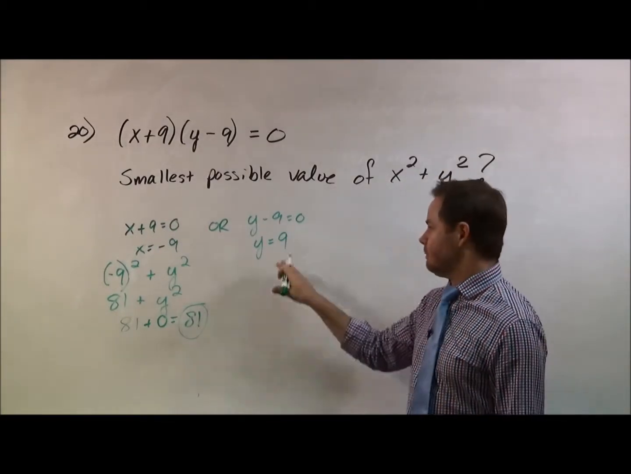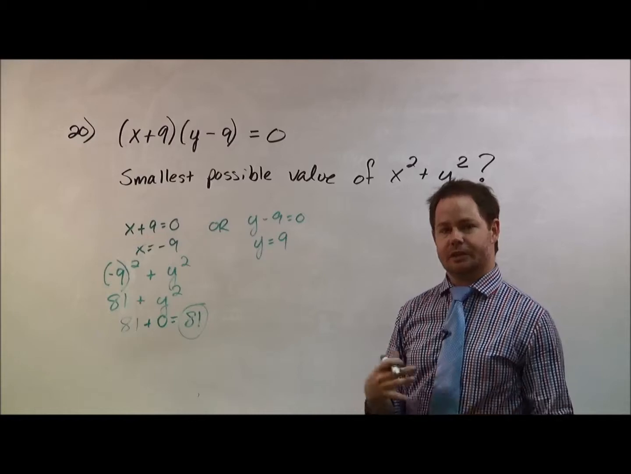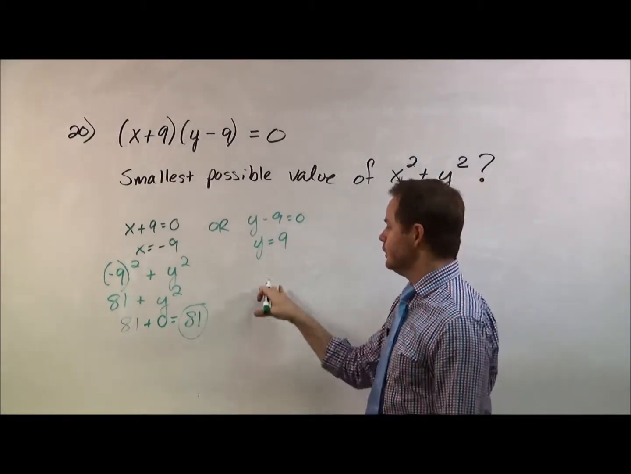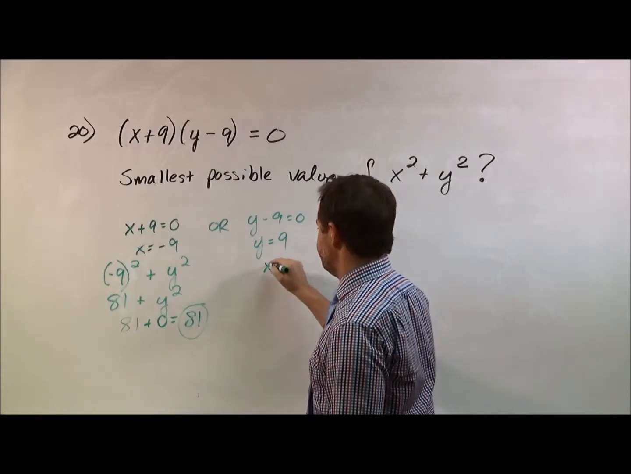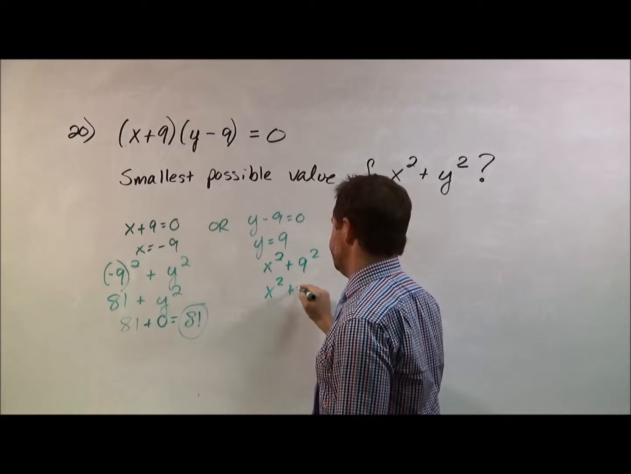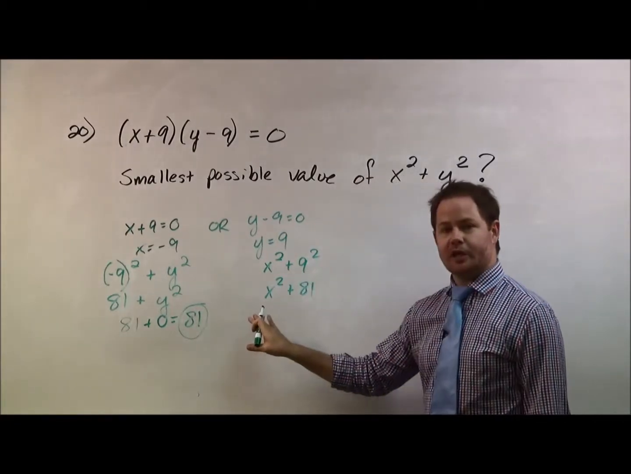Let's see how it works when we plug in y equals 9. Let's see if we could get something even smaller. Because remember, it's either or, whichever one gives us the smallest result. So we do have to check both. Here we would have x squared plus 9 squared, which is x squared plus 81. And very similar logic applies here.